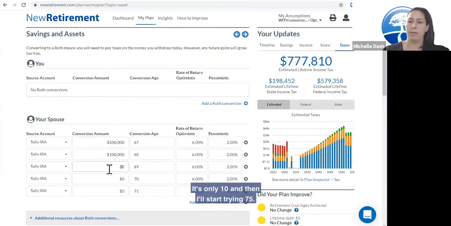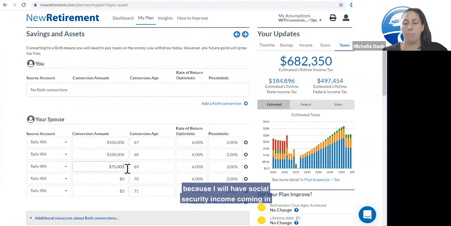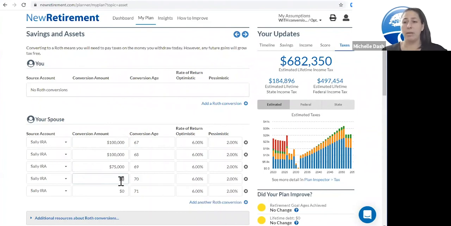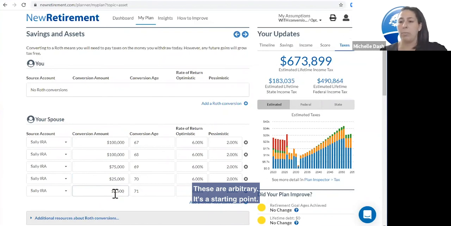It's only 10. And then I'll start trying 75. And then maybe in these last 2 years, because I will have some Social Security income coming in, because at age 70 I'm starting to take Social Security, I might model a little bit less, so 25,000. And these are just numbers. These are arbitrary. It's a starting point.